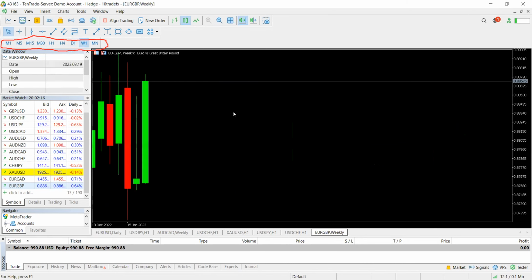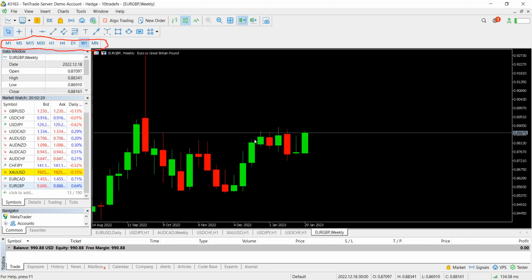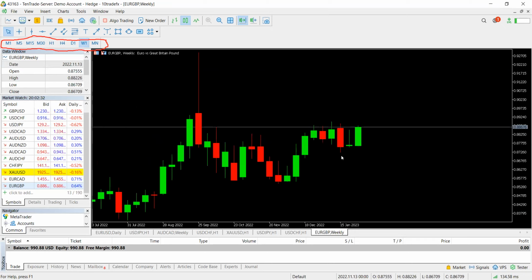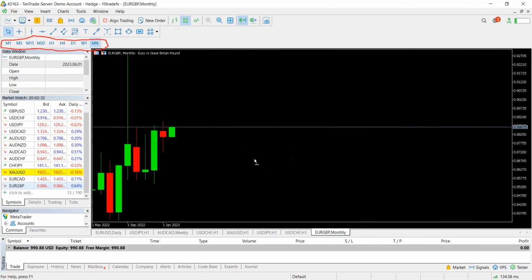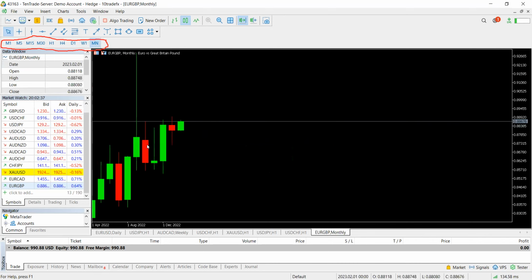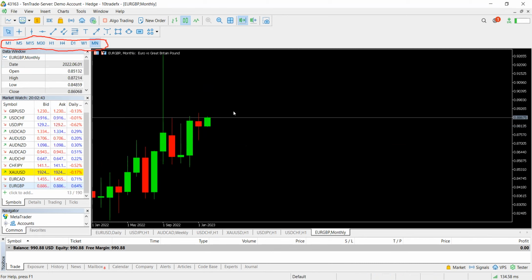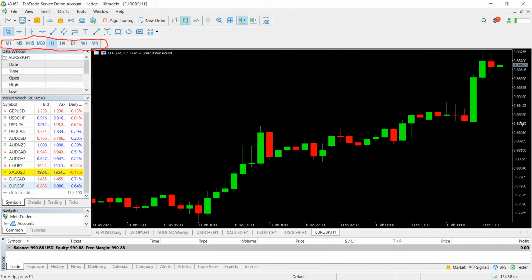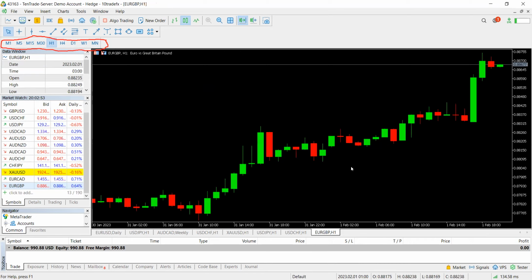W1 is weekly, a 1 week chart. That means every candlestick here represents 1 week. So it took 1 week for each of these candlesticks to form. And then MN is the monthly chart. Every candlestick here took 1 month to form. So we are just going to be opening a trade at random. All right. So later on, we'll start delving into trading strategies.